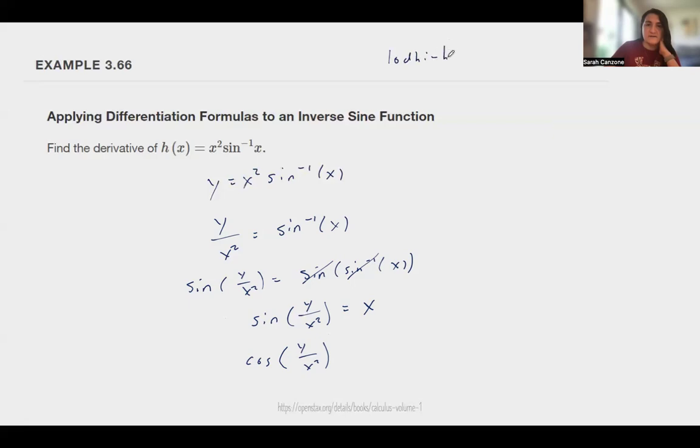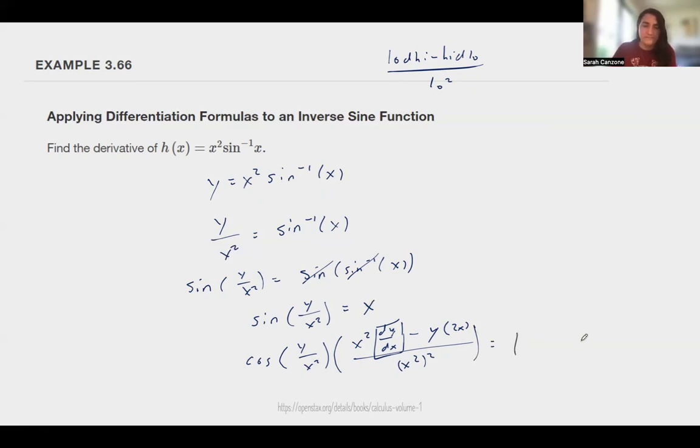Low d high minus high d low over low squared. So this times the derivative of y over x squared. So the denominator low is x squared, d high, the derivative of y is dy dx. And I'll box that in. Minus high, which is y, d low, the derivative of x squared is 2x, all over low squared. This is x squared, quantity squared. And this is equal to the derivative of x, which is just 1.